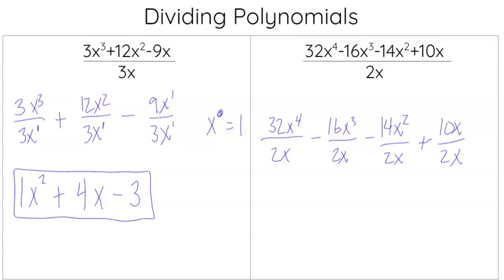All right, so 32 divided by 2 is 16. X to the 4th divided by x to the 1st, we do 4 minus 1, which is 3. Minus 16 divided by 2 is 8. X to the 3rd divided by x to the 1st is x to the 2nd power. Minus 14 divided by 2 is 7. X to the 2nd divided by x to the 1st is just x. Plus 10 divided by 2 is 5. X divided by x just cancels out, and we're left with that 5.